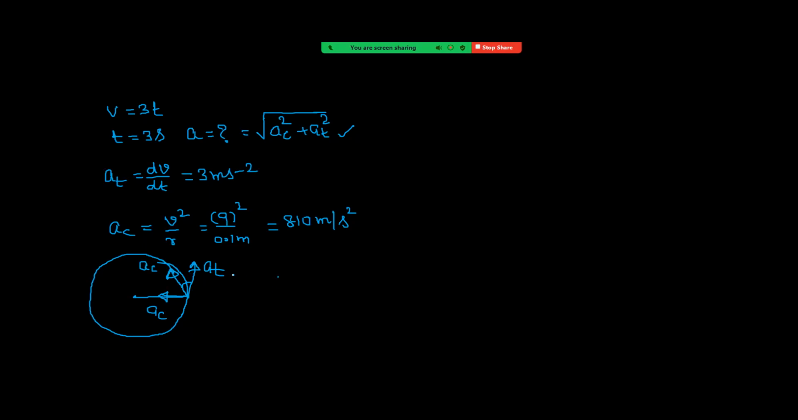If I take that angle as beta, tan beta is equal to a_c by a_t. That means a_c value 810 and a_t value 3. That means beta equals tan inverse of 810 by 3. So directly we can solve it. Let us see the next one.